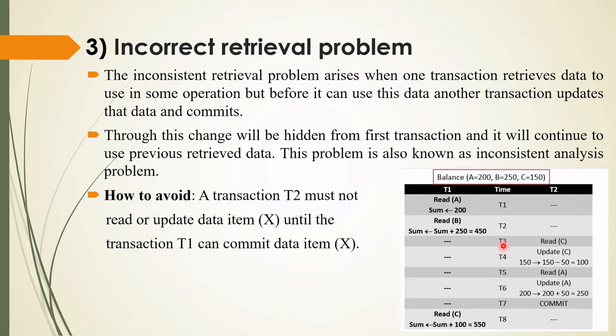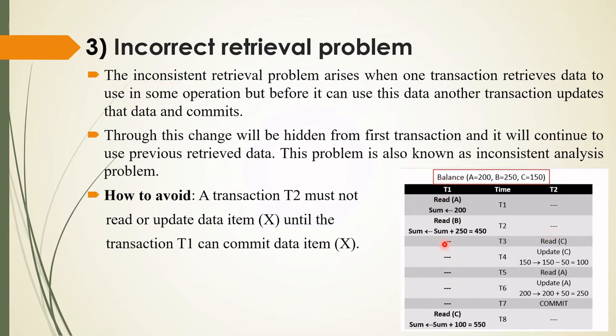After some time, transaction T2 reads the data C, which is equal to 150. Now this value is updated: 150 minus 50 is equal to 100, so the value of C becomes 100. Now T2 reads A and updates A, adding the deducted value: A is 200, and 200 plus 50 is equal to 250. After that it commits, so this transaction is completed, while transaction T1 is not completed yet.